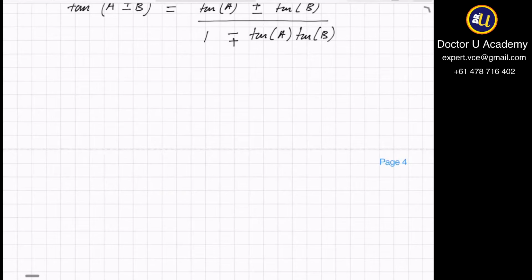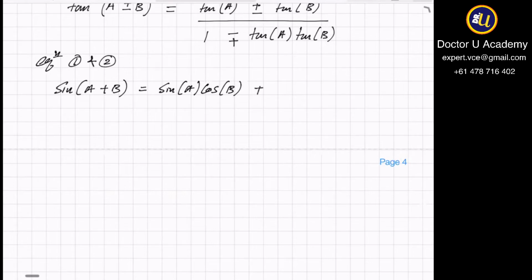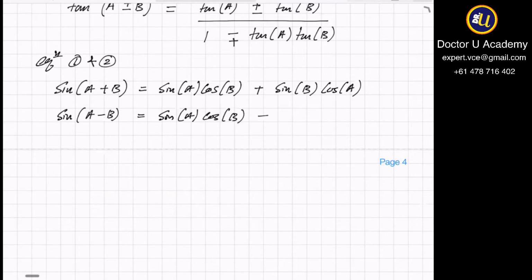Okay, now first we will consider the first two equations, equation number 1 and equation number 2. So equation 1 and 2 would be sin(A+B) = sin A cos B + sin B cos A. Now sin(A-B) would be sin A cos B - sin B cos A. Okay, so this is going to be your first equation, this is going to be your second equation.